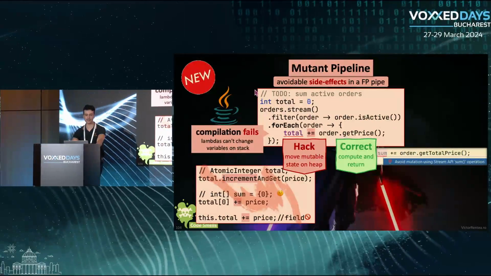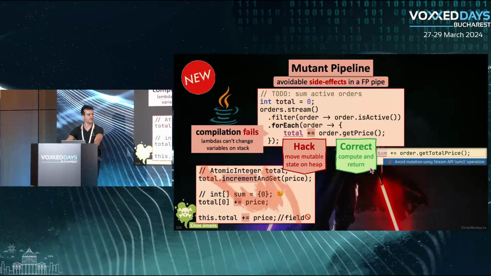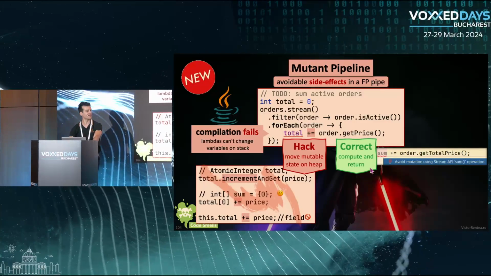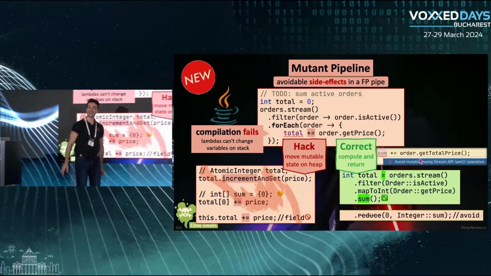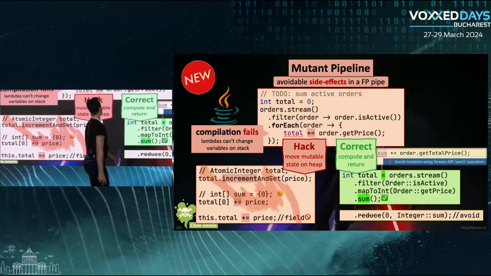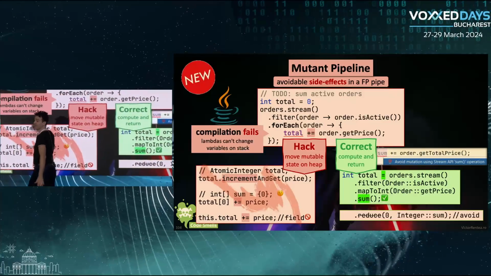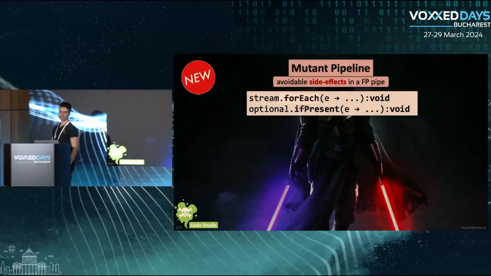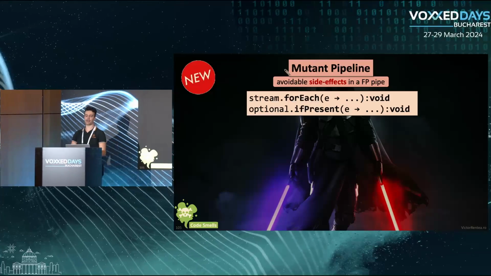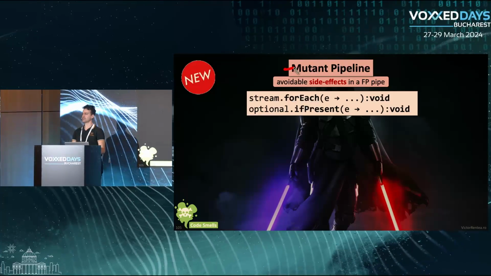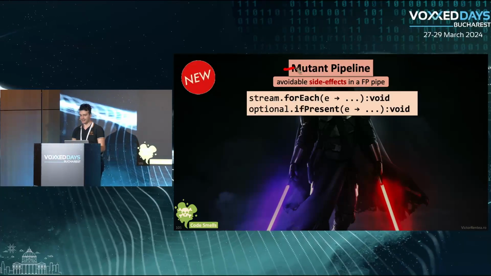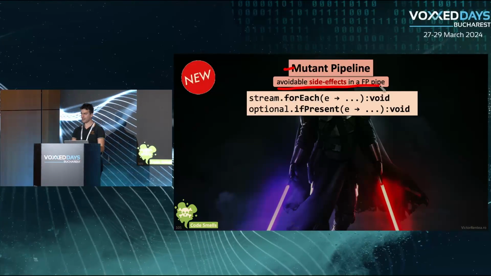So if you write code like this, IntelliJ is going to suggest replace it with this. This is the correct form. So what am I trying to say here? You see the for each in here? That for each should not do side effects. We call it mutant pipeline. You start with the pipeline, and it does data mutations, changes. Don't do that if you can avoid it.